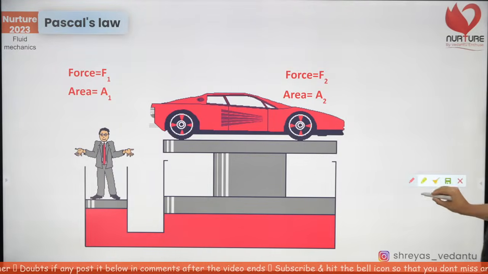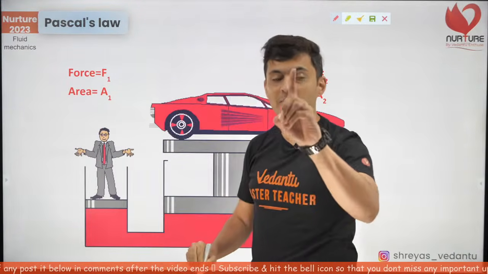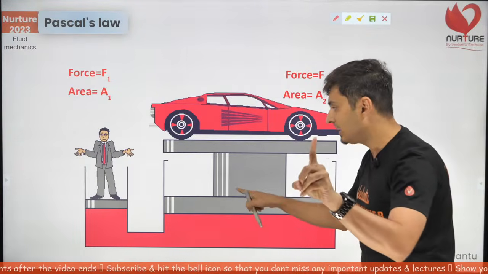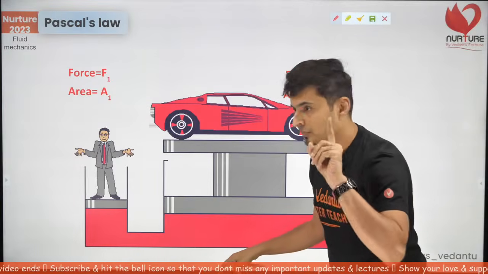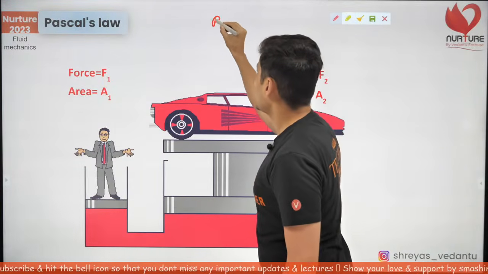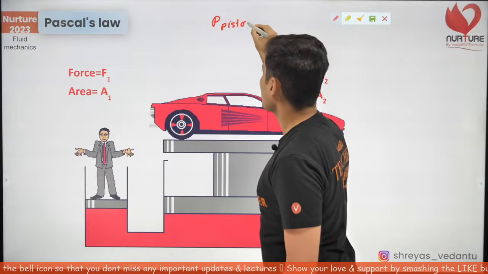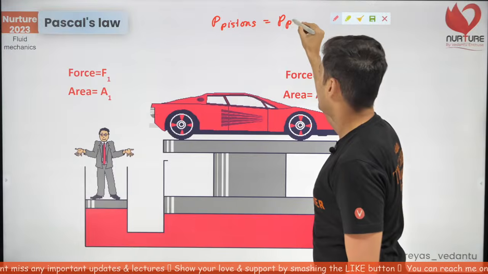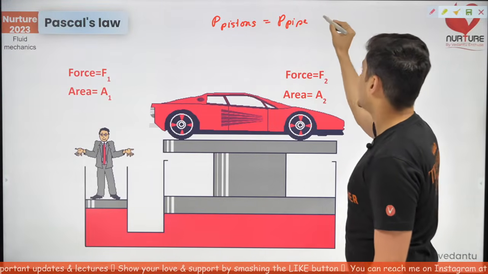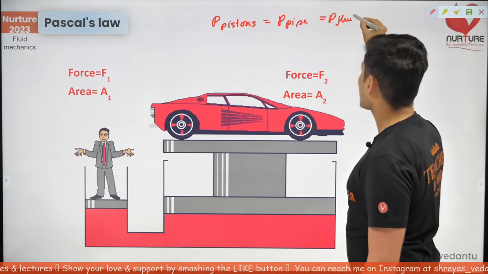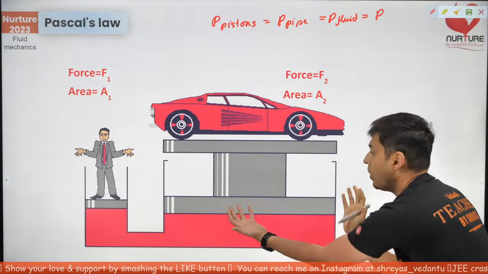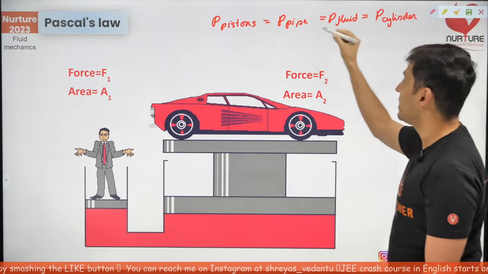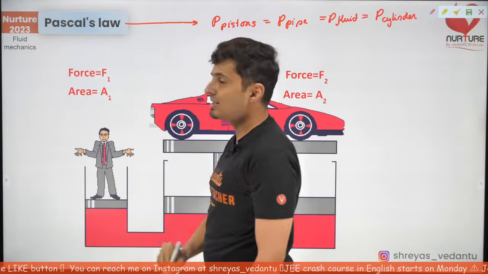Okay, this is all because of Pascal's law. What does Pascal's law say? If any change in pressure happens, it will get transmitted everywhere and the pressure becomes equal. Correct? So, can I say the pressure of the piston is also the pressure on the pipe, is also the pressure of the fluid, is also the pressure on the walls of the container, that means the cylinder? Can I say this? How am I able to say this? This is only because of Pascal's law.